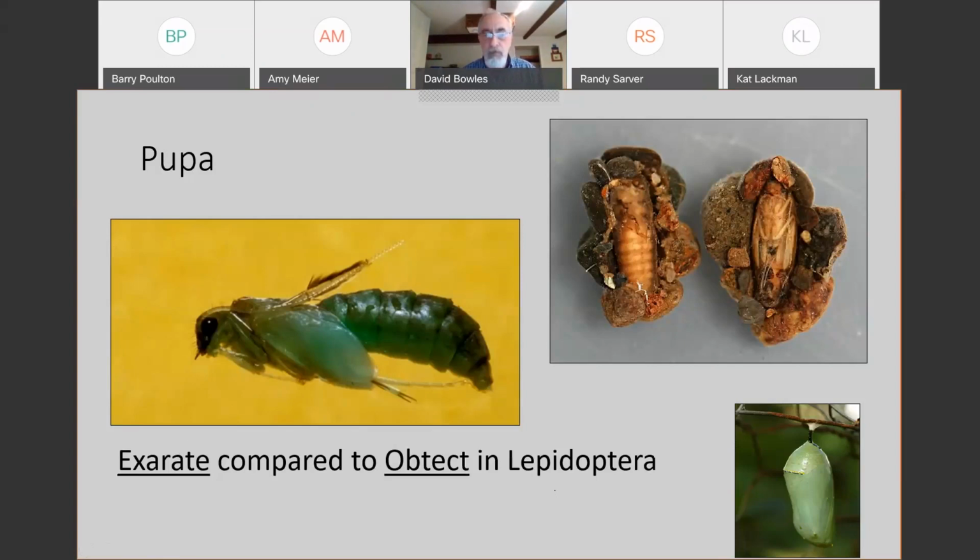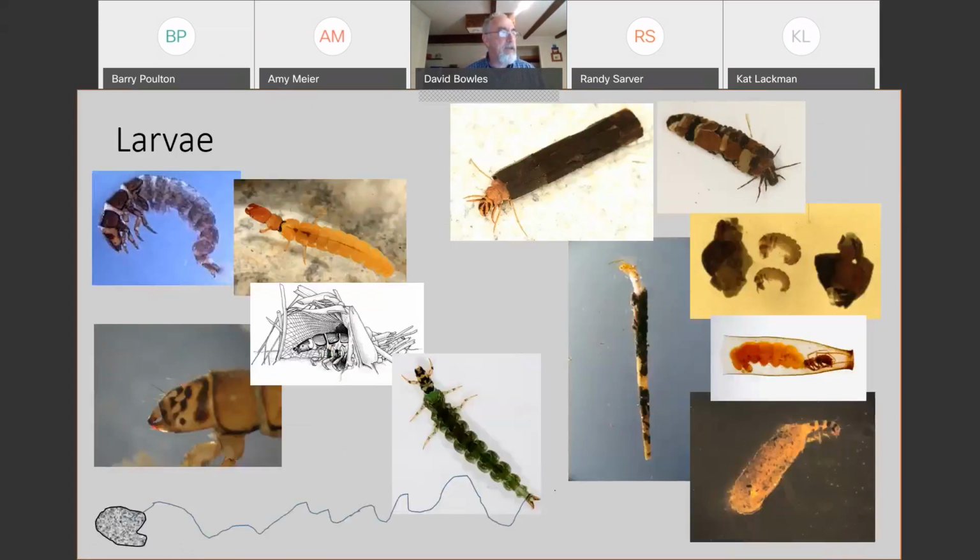We don't use pupae too much in taxonomy because they look so much alike. It's very hard to distinguish pupae among different families and even genera. Larvae, and that's why you're here today, because we're going to talk a lot about the larvae.